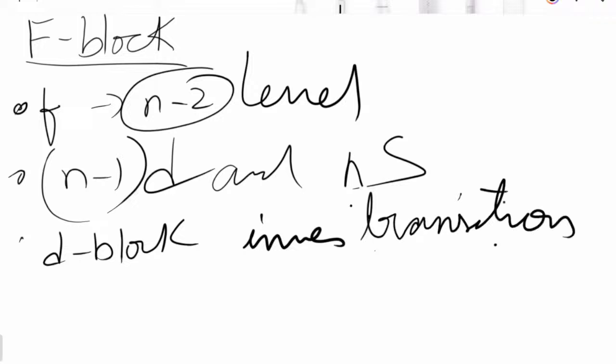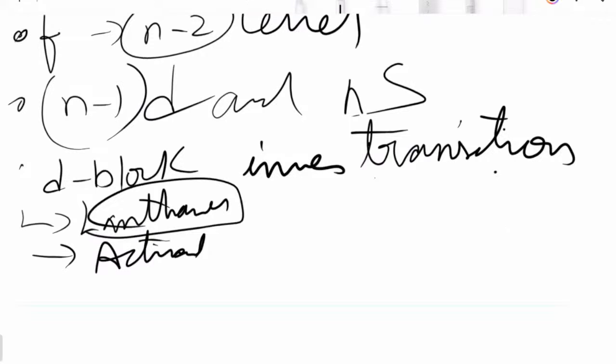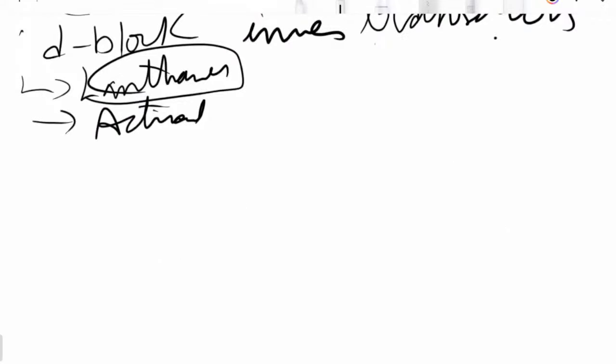Inner transition elements. In the F-block there are two series, lanthanoids and actinoids. We have studied about them, with a brief look at lanthanoid contraction. Let's study a bit more about lanthanoids. Let me tell you a few properties. It will be useful, and it can be a direct question as well.